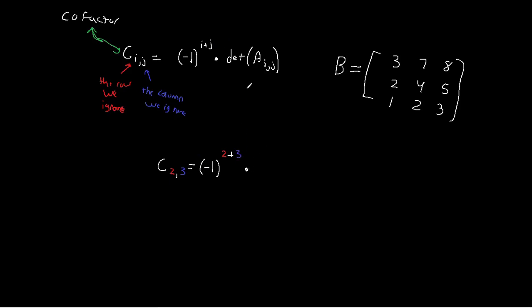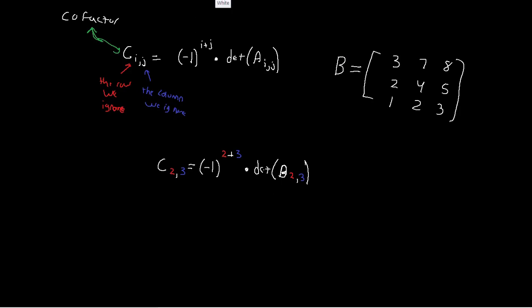Then we're multiplying that by the determinant of A, and this is going to be the matrix minor 2, 3. So this is our equation for the cofactor of 2, 3. It's negative 1 raised to 2 plus 3 times the determinant of the matrix minor 2, 3. This actually should be B, because our matrix is B here.